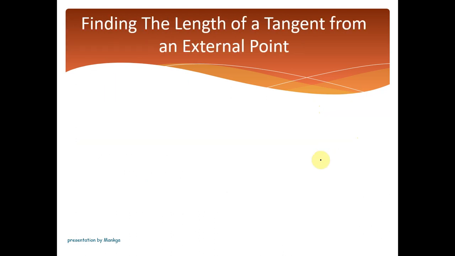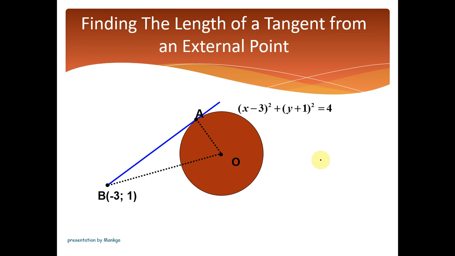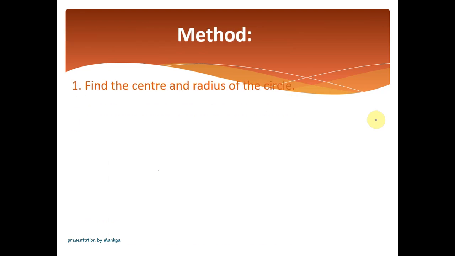Let us look at finding the length of a tangent from an external point. So to find the length of a tangent from an external point, we are given this shape. We want to know the length from either B and A. And also we know the equation of the circle. So when we are given the situation, let us go to the method.